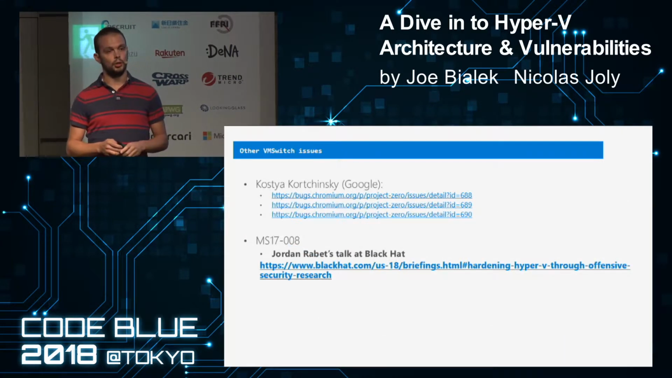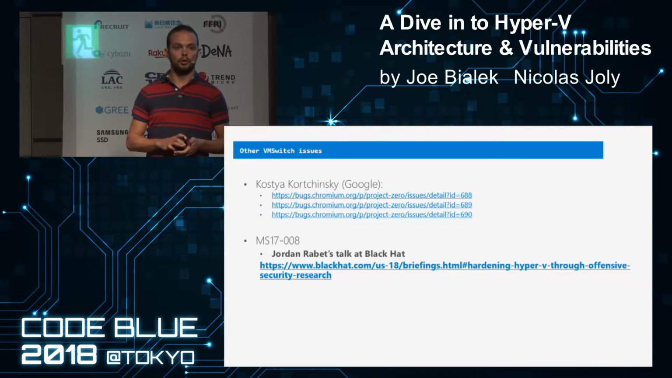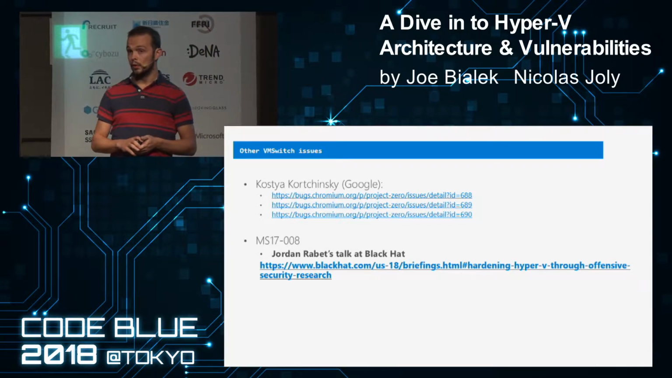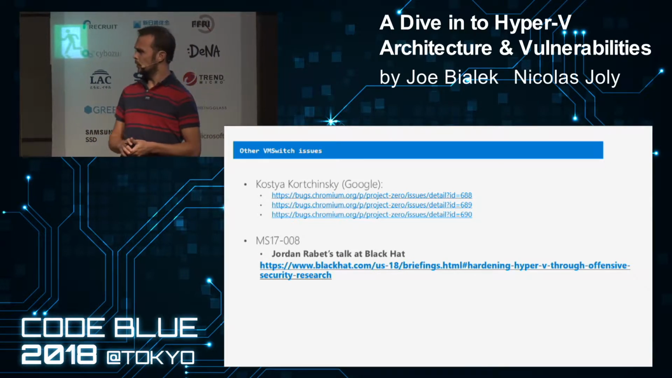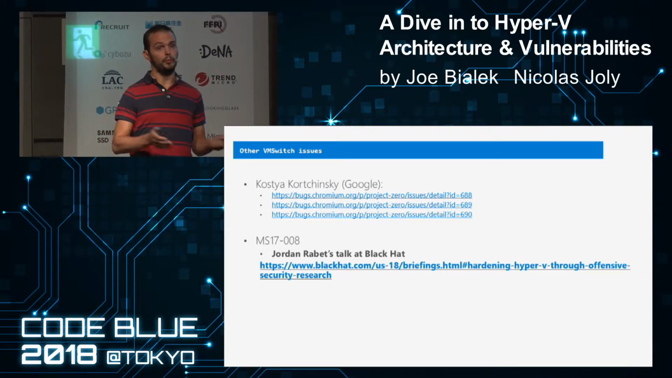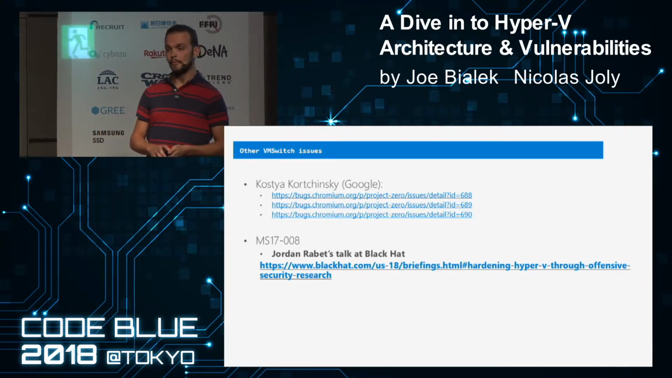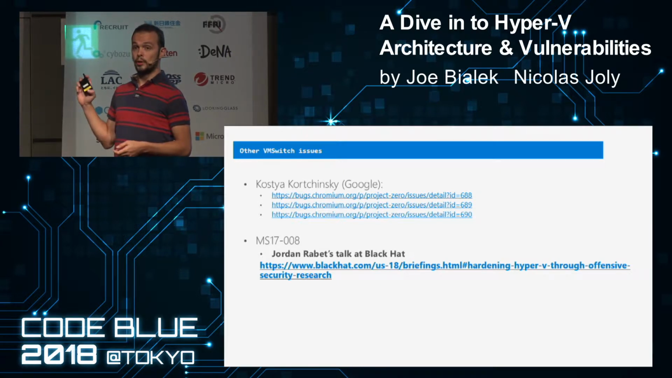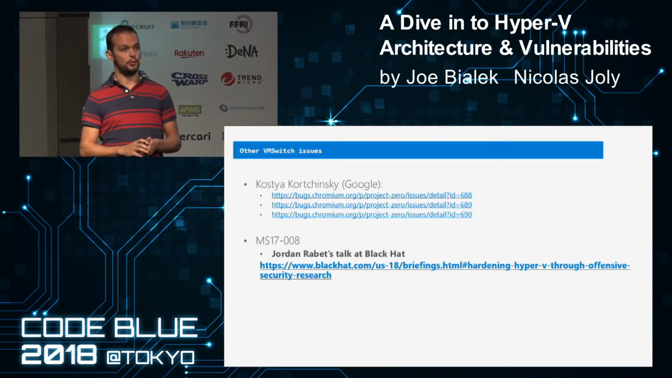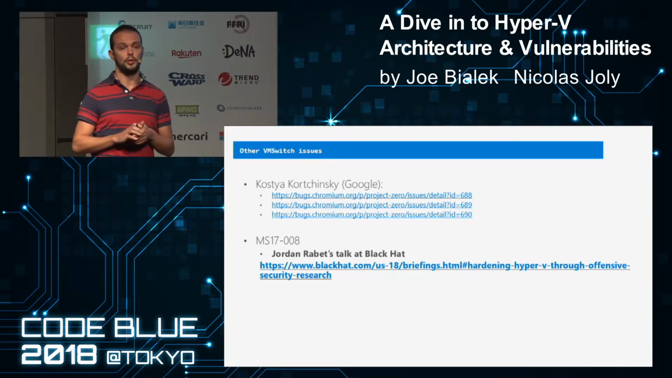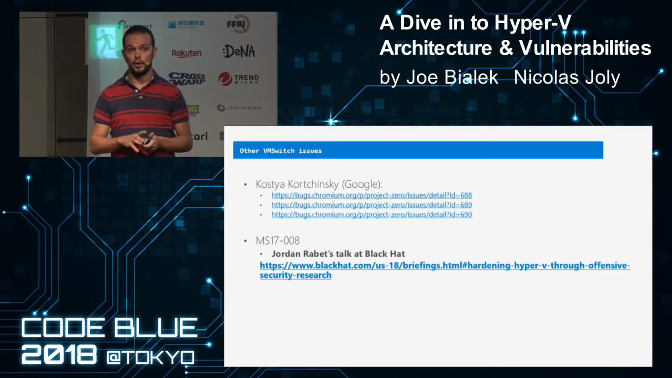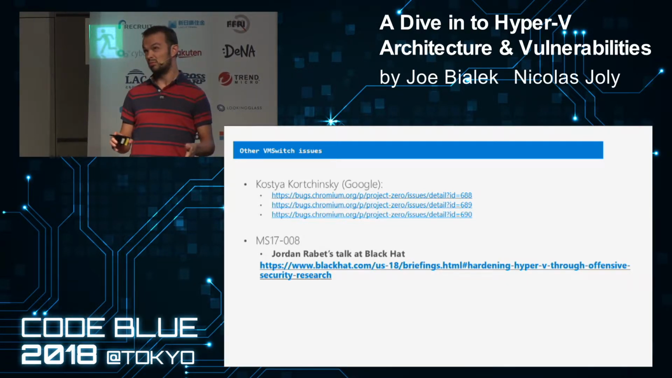Just to finish on VM switch, we should mention that some bugs have been reported to us before by Kostya Korchitsky from Google, about 3 years ago, I think. These bugs are publicly documented, and proof of concepts are available, so you can have a look at them. Also, Jordan Rabbit from the Offensive Security Research Team at Microsoft gave a very interesting talk at Black Hat this year about an exploit he did for VM switch 2 years ago, I think. Check out that talk, it's very interesting.